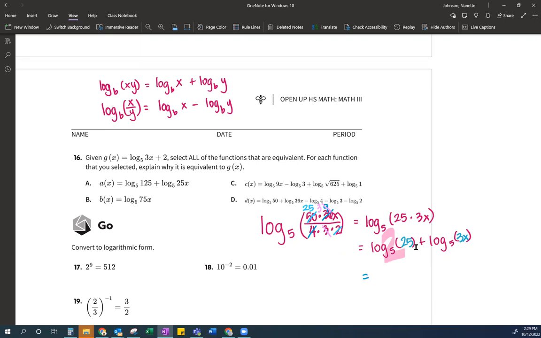So I'm just going to write that out and then I'm done. 2 plus log base 5 of 3x. But Ms. Johnson, yours says log base 5 of 3x plus 2. Yeah, it's okay to flip-flop those, because the commutative property says 2 plus 5, let's pretend this is a big 5, is the same thing as 5 plus 2. I'm just pretending. So yeah, this one is actually one of them. D works.